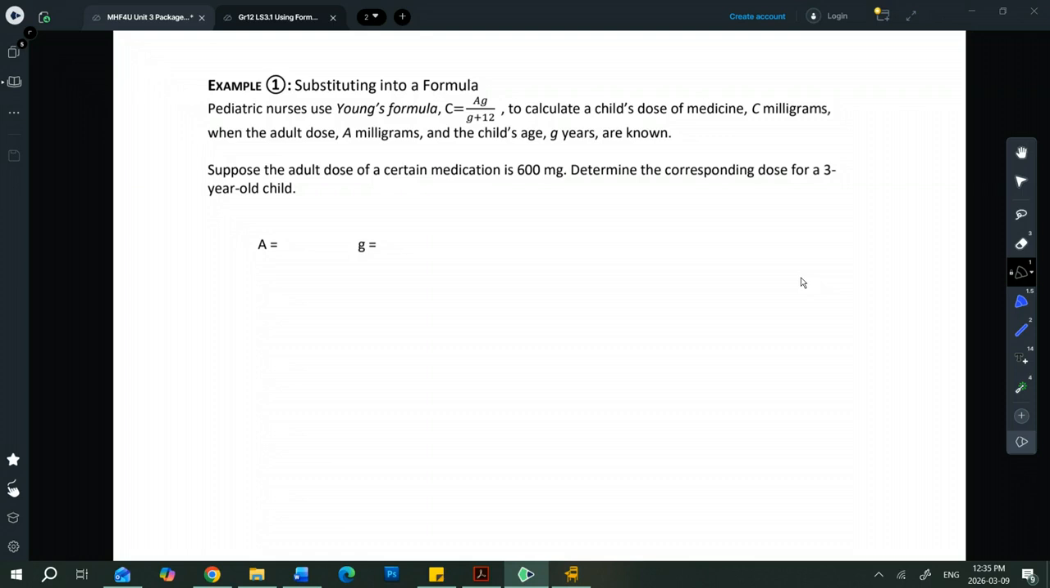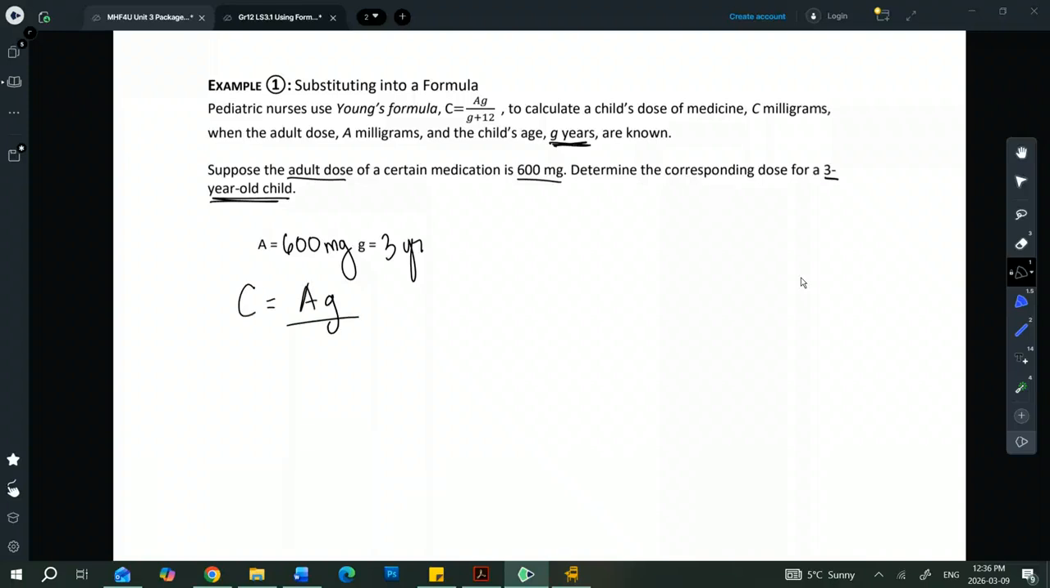Suppose the adult dose of a certain medication is 600 milligrams. Determine the corresponding dose for a 3-year-old child. Okay, so we know the adult dose is 600 milligrams. So we're going to put that in for A. And then G is the child's age in years. So we know that this is a 3-year-old child. So we're going to put in 3 for G. So I'm going to show my formula always when I'm plugging into it.